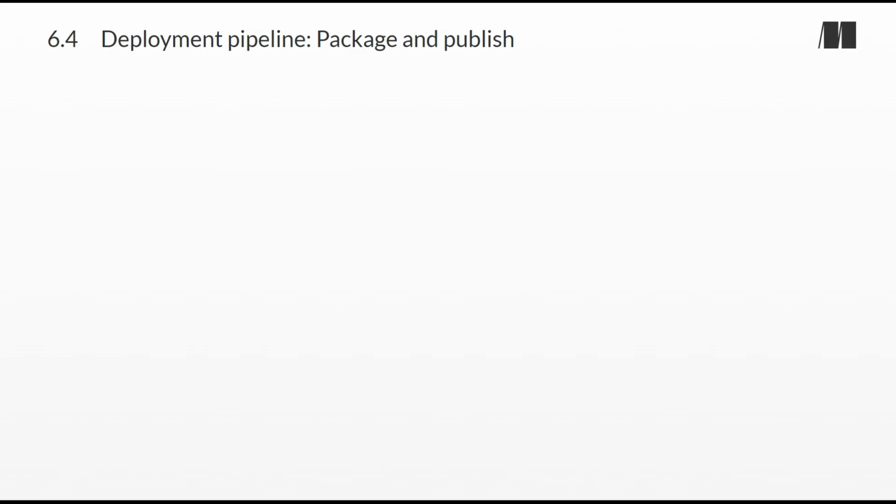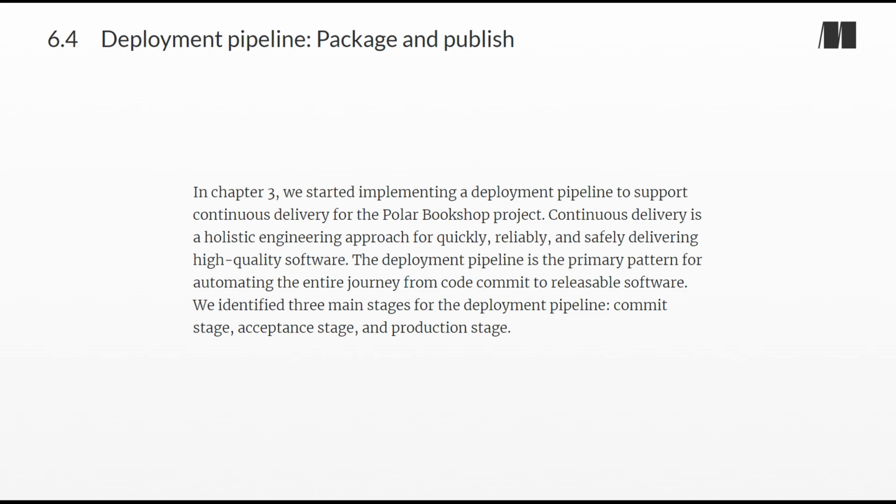Section 6.4, Deployment Pipeline, Package and Publish. In Chapter 3, we started implementing a deployment pipeline to support continuous delivery for the Polar Bookshop project. Continuous delivery is a holistic engineering approach for quickly, reliably, and safely delivering high-quality software. The deployment pipeline is the primary pattern for automating the entire journey from code commit to releasable software.